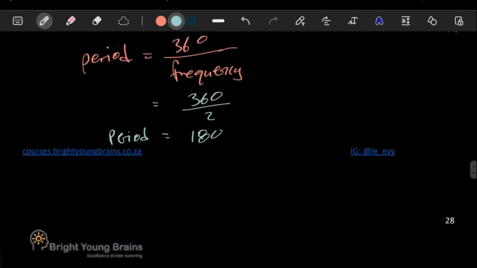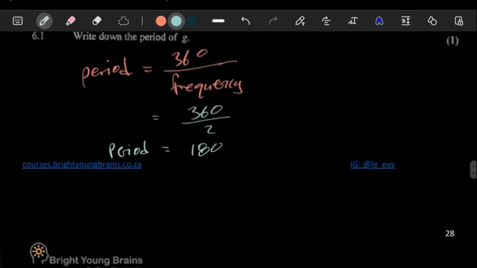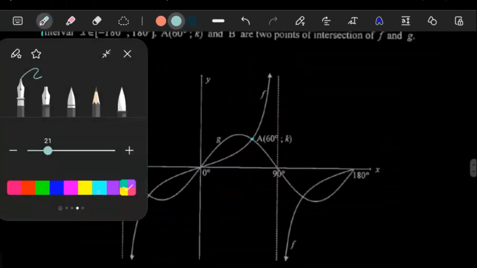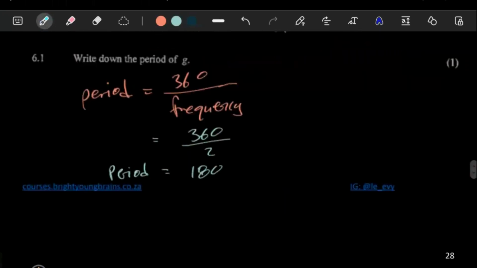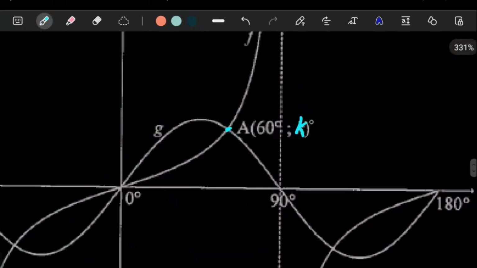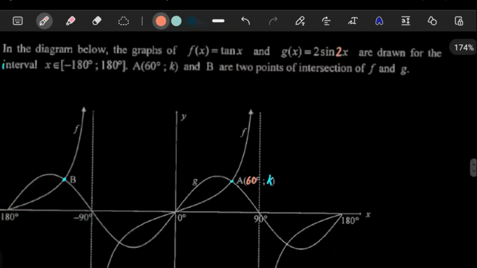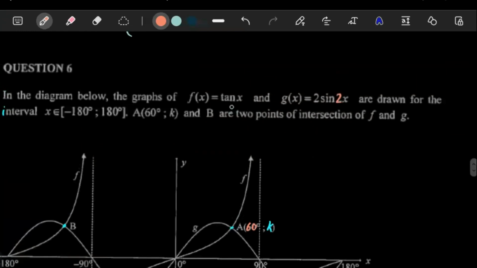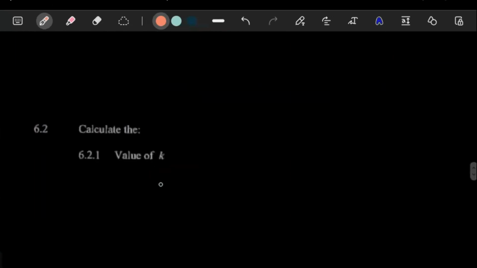So that one is straightforward. The next one is asking us to calculate the value of k. Calculating the value of k is fortunately going to be easy because they're giving us an x value here. The x value is 60, and this is just the y value. In either of the two graphs, I would rather go with tan because it's straightforward. So here we're going to put 60 into the graph of tan.